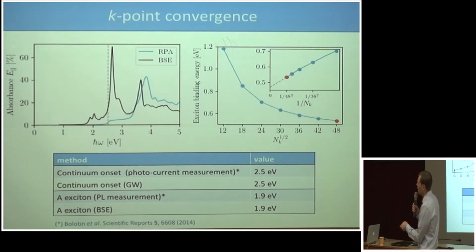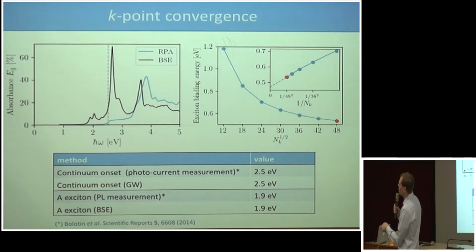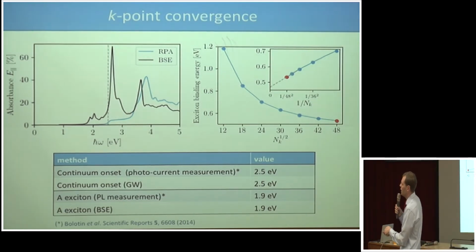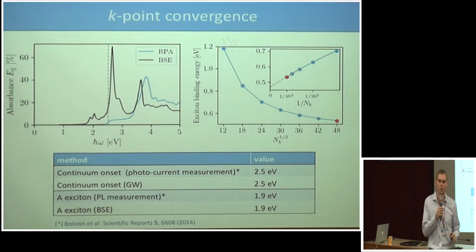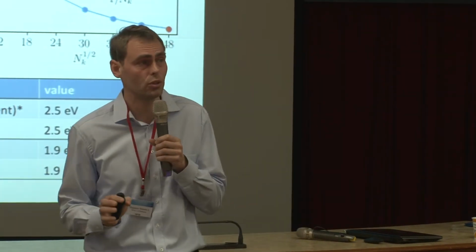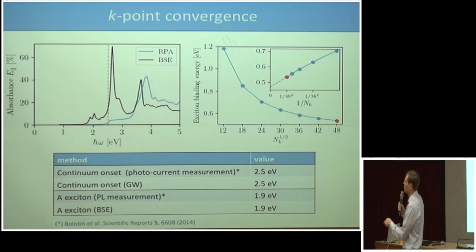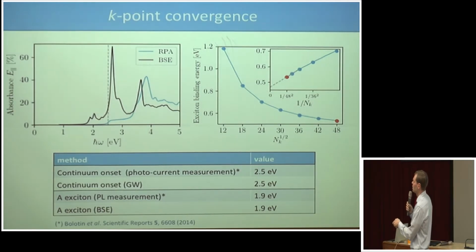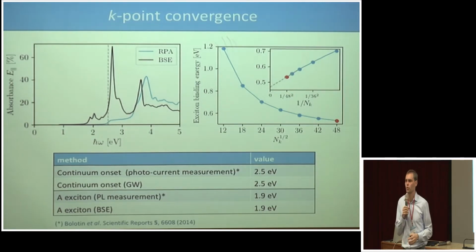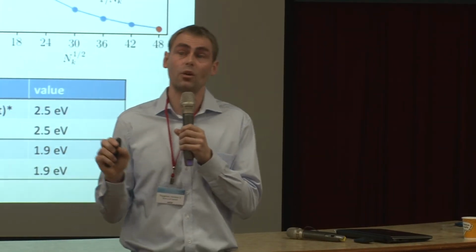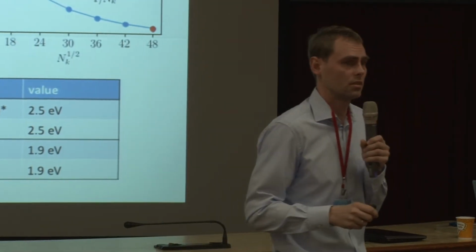So this is where the RPA spectrum takes off. And these BSE calculations are performed with a 48 by 48 k-point grid, which again is necessary to converge the spectrum to within 0.1 eV. So you can see here, this is an extrapolation of the exciton binding energy. It's actually not even completely converged at 48 by 48, but the error we make is less than 0.1 eV.